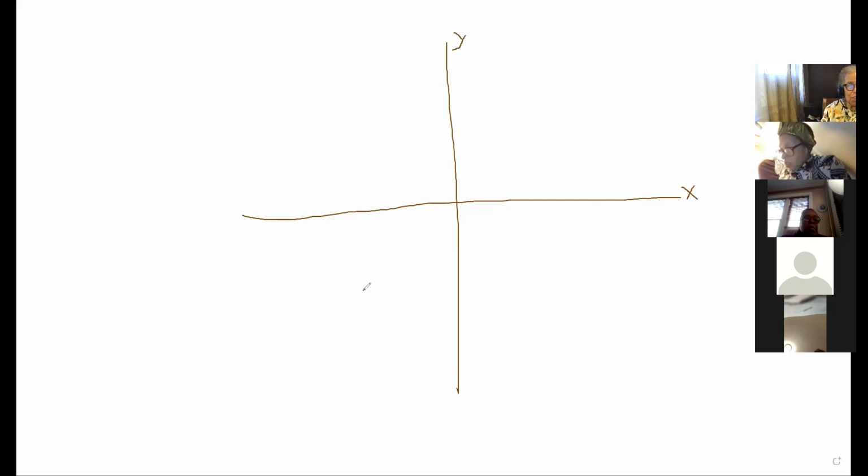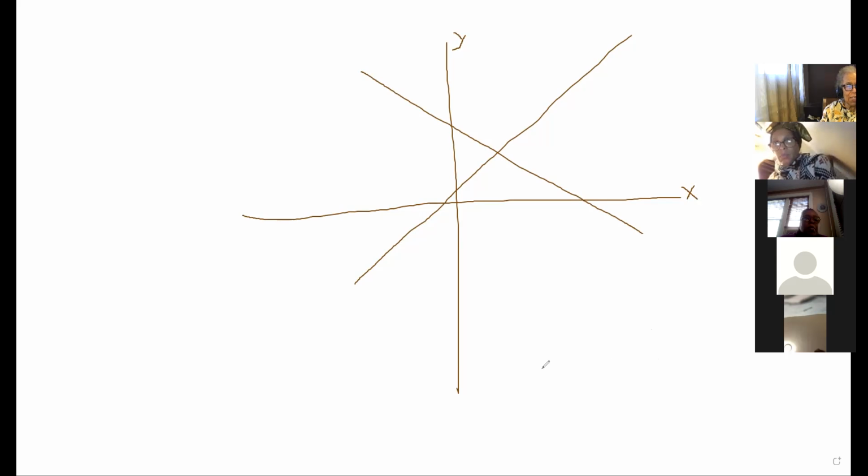Now, if we have a line, and our line could be like this, which is decreasing, or like this, increasing, that represents the linear function. And what's the general format of a linear equation, Maureen? Y equals what? Y equals mx plus b. That's right.